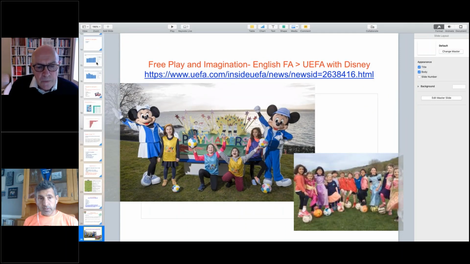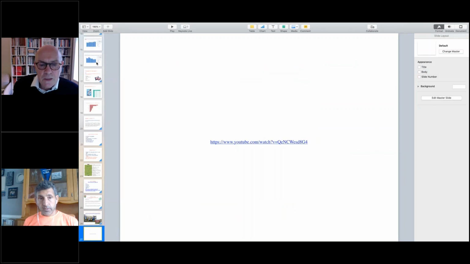Use of imagination. The UEFA have just taken on board a program run initially by the FA, the English FA, using Disney characters for helping the imagination of those 5 to 6 and 7-year-olds. It is play. It is very playful. And it uses, if you like, storytelling. That is it. So if you want some links to that, look at those particular articles there, or that particular YouTube aspect there.